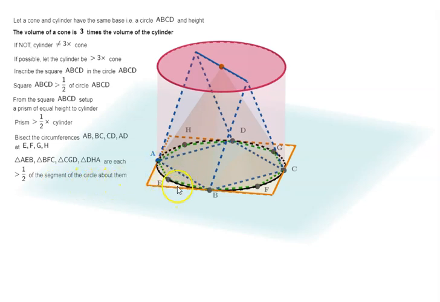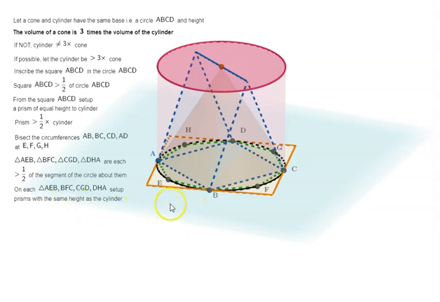And how can we prove that? We have already seen this type of situation in one of our previous propositions. Basically, we construct a parallelogram on AB, with the opposite side being the tangent to the circle at E. Then that parallelogram is twice the triangle, and the circle is again between these two, between the parallelogram and the triangle. So we can say that these triangles are each greater than half of the segment of the circle about them.